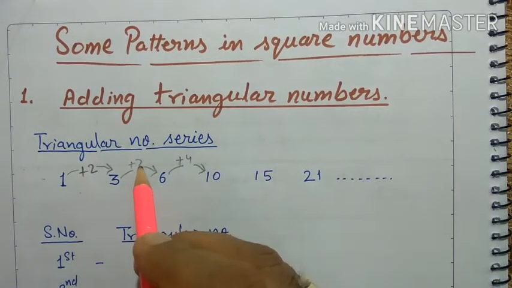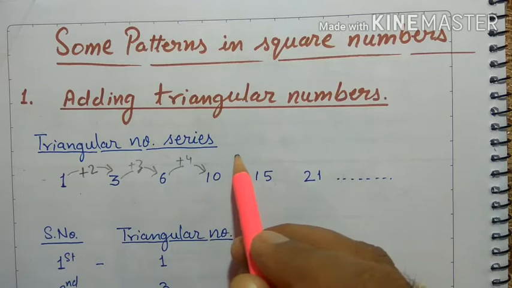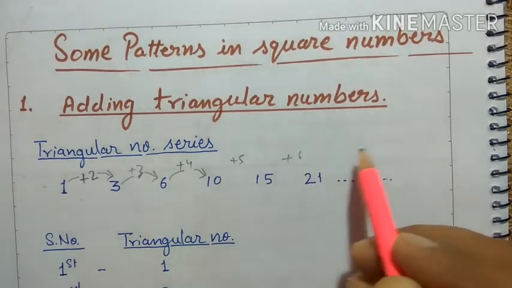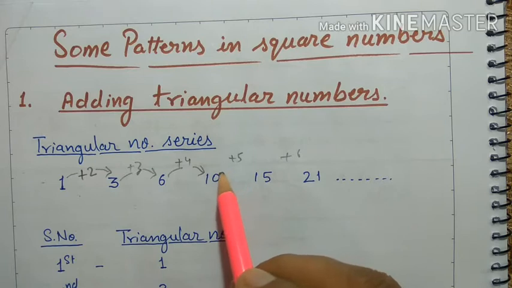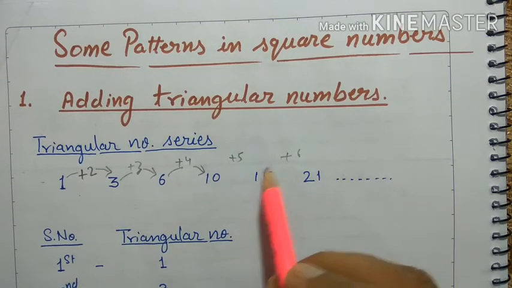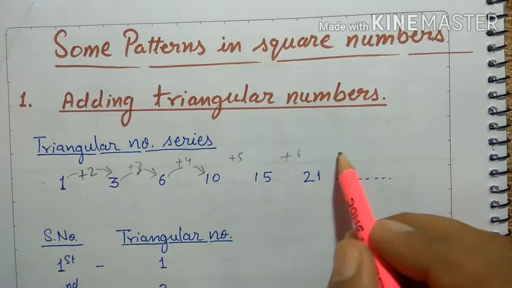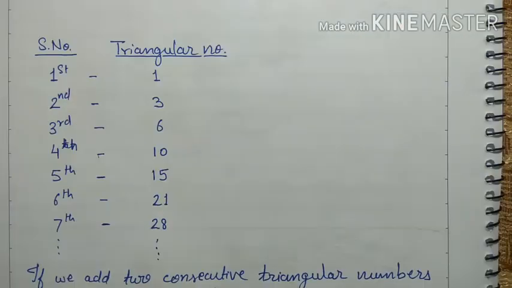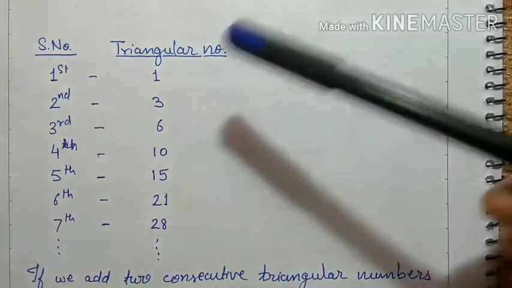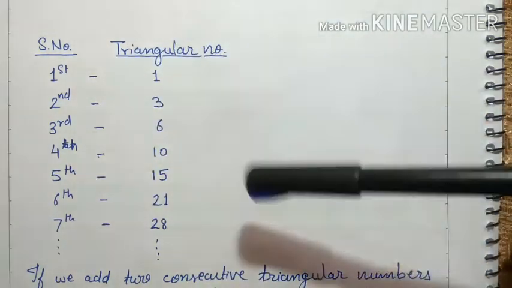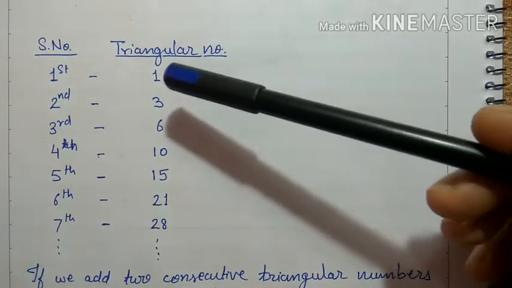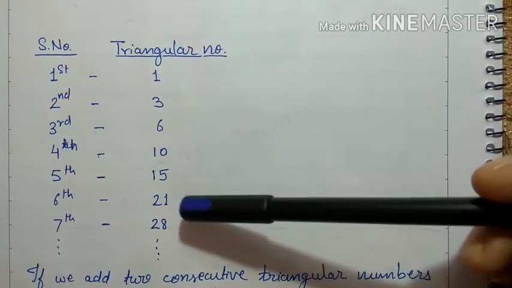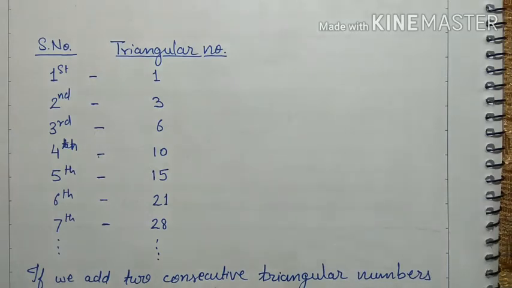So plus 2, plus 3, plus 4, then we have to do plus 5, then plus 6 and so on, and we'll get the triangular number series. 10 plus 5 is 15, 15 plus 6 is 21, 21 plus 7 is 28 and so on. So these are a few triangular numbers: first, second, third, 1, 3, 6, 10, 15, 21, 28 and so on. When we add any two consecutive triangular numbers, what result will we get?